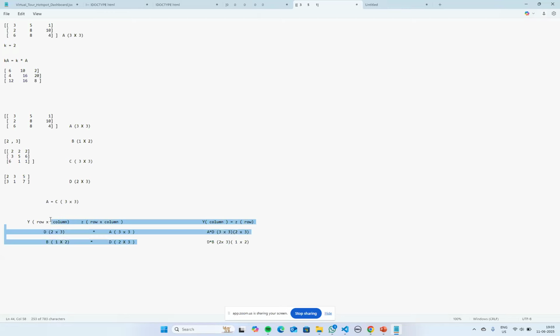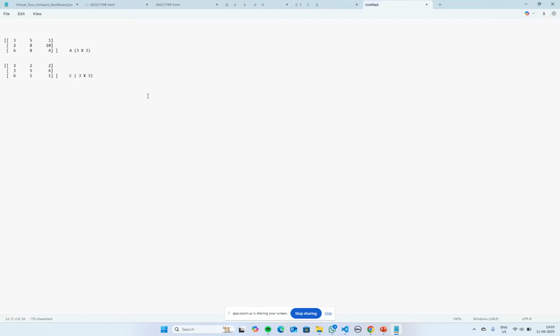We'll go to the actual multiplication now. If you understand this multiplication, you'll understand why we are following this second rule. So matrix A and matrix C we have, right? How do we multiply?